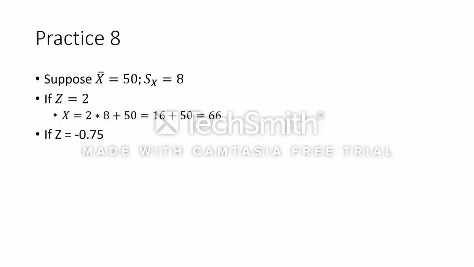Likewise, if we want the z-score of negative 0.75, or the score which is 3/4 of a standard deviation below the mean, then x will be negative 0.75 times 8 plus 50, which is the same as 50 minus 6, which is 44.